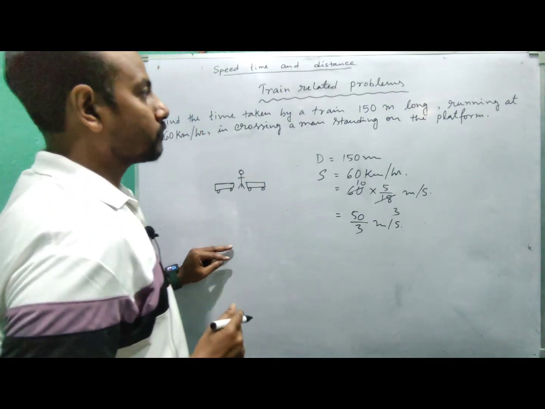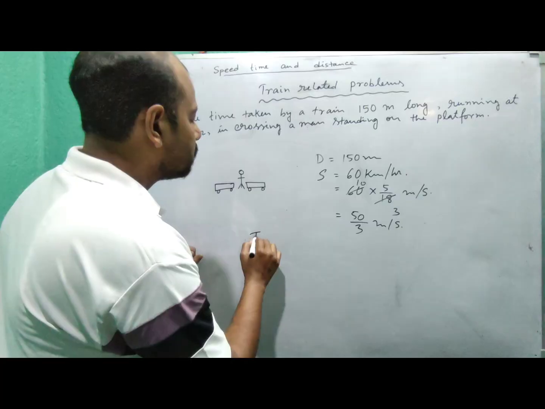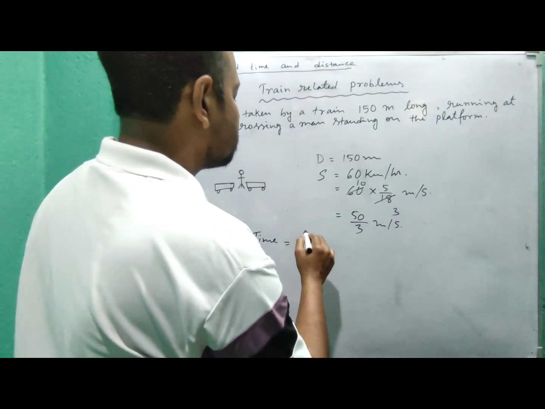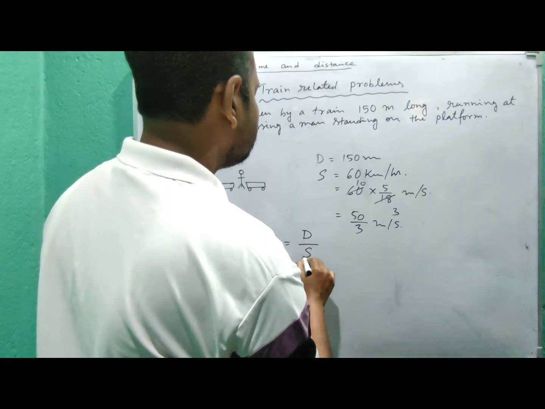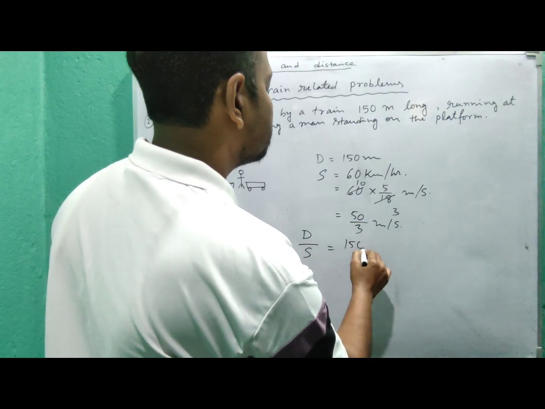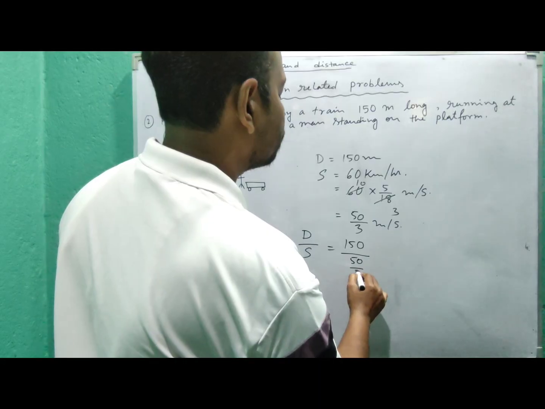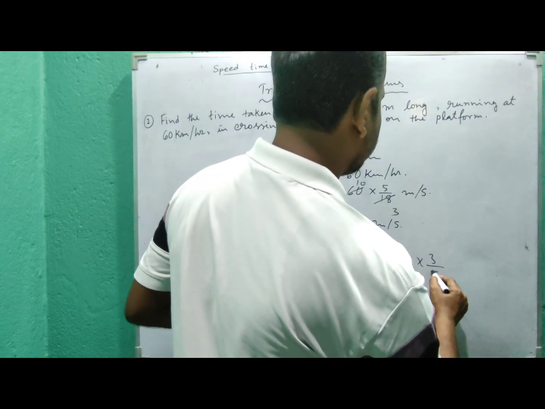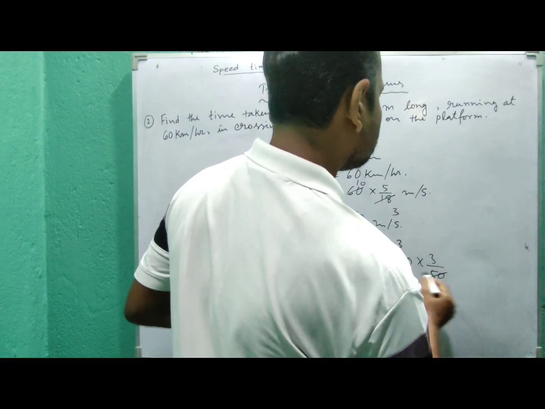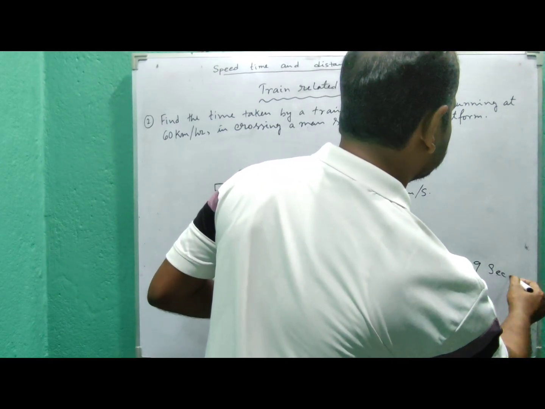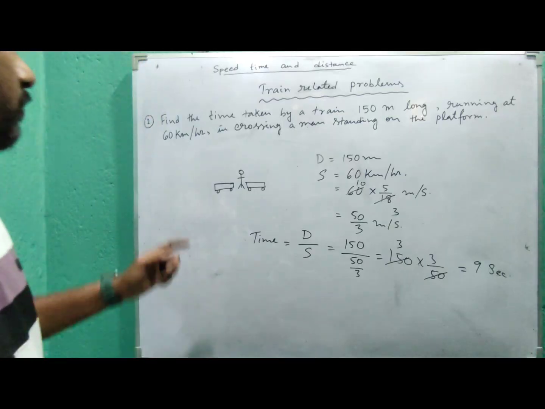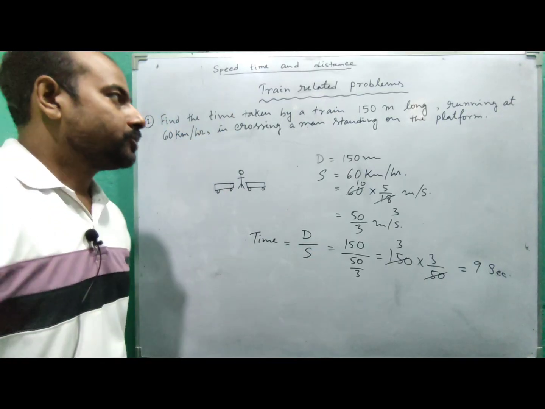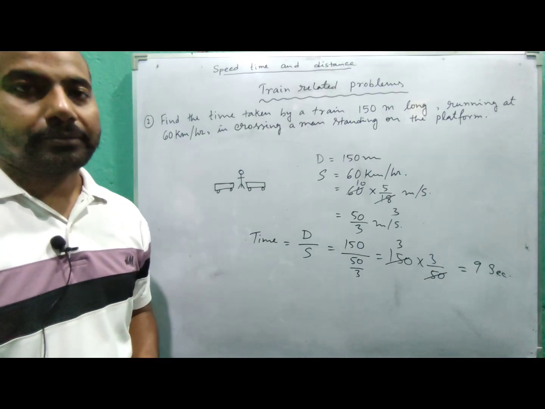So the time taken by the train will be time equals distance by speed. 150 by 50 upon 3, that is 150 multiplied by 3 by 50. So 9 seconds. The train will take 9 seconds to cross the man standing on the platform. This will be the answer.